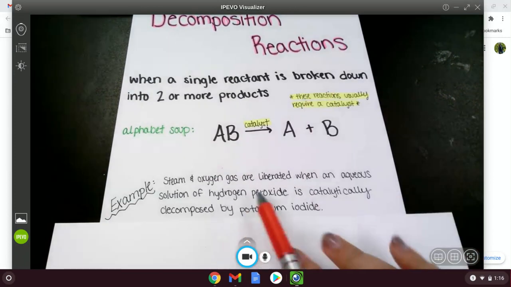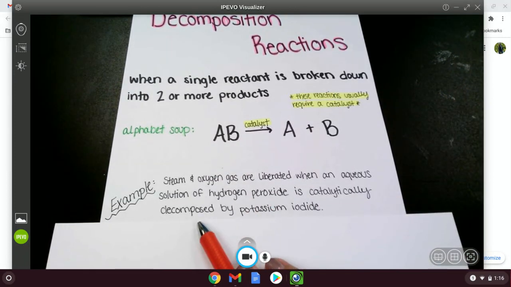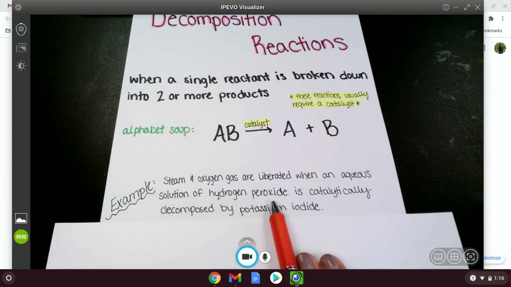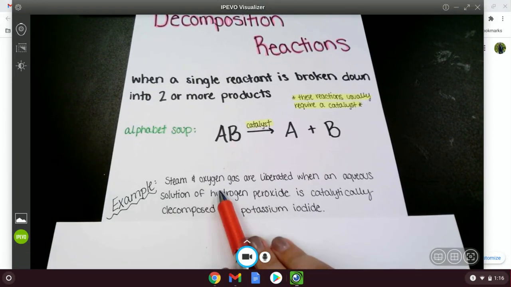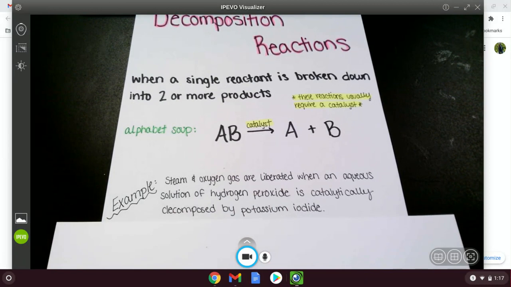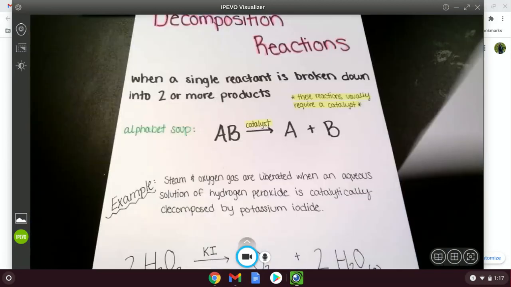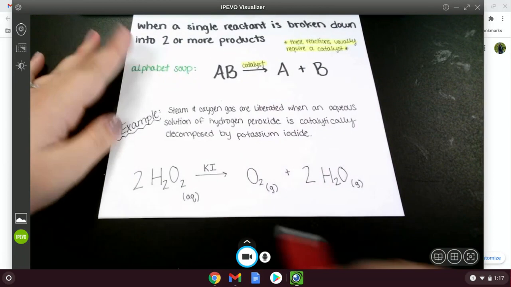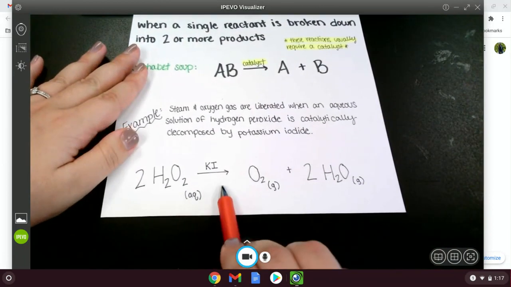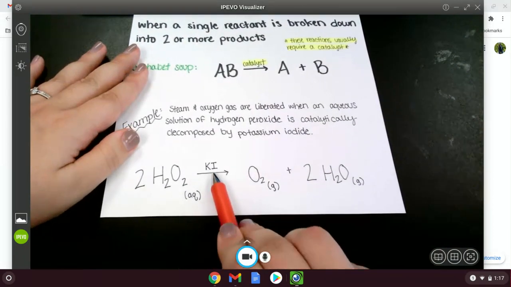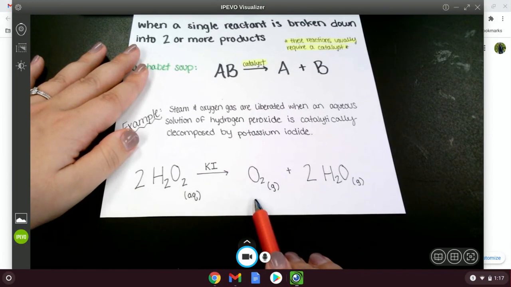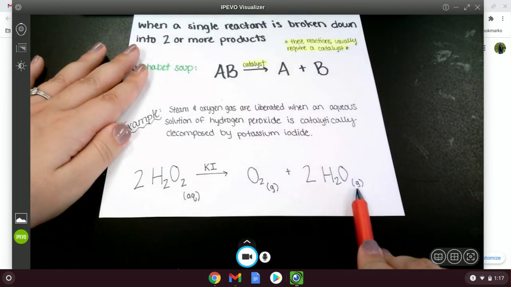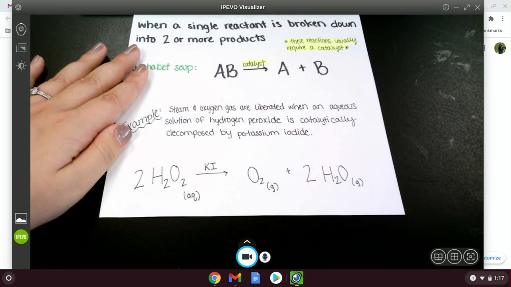So, hydrogen peroxide is decomposed. Hydrogen peroxide will be our reactant. Steam and oxygen are liberated, meaning they're released. So those will be our products. So I would write this as my equation. I have hydrogen peroxide breaking down with the help of potassium iodide as the catalyst to form oxygen and water. Remember, steam is just gaseous water.